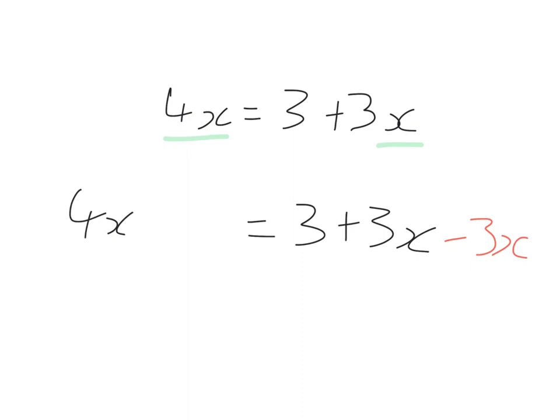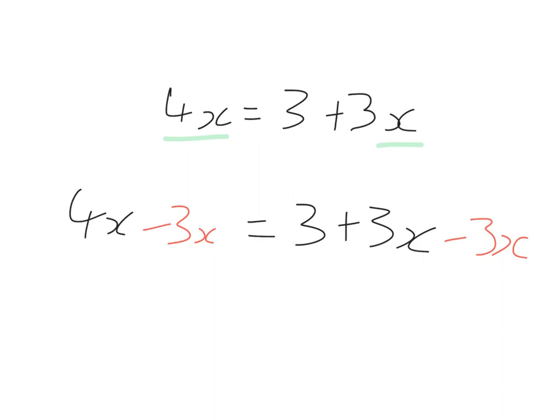Now what we're doing on the right hand side we also have to do to the left hand side, which is one of our rules for algebra equations. So we're going to take 3x away from the left hand side too. The rest of the equation is exactly as it was before. We've just added in a minus 3x to each side.